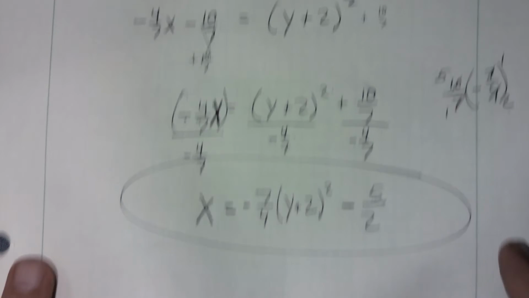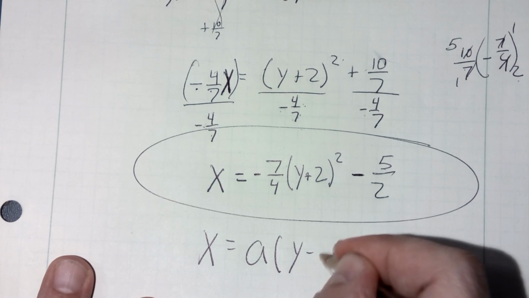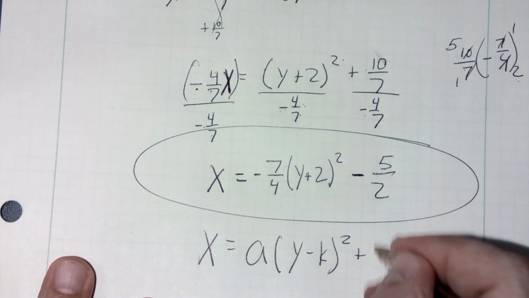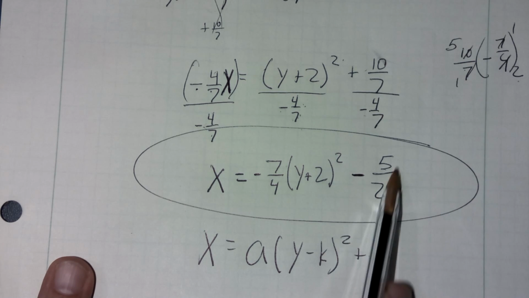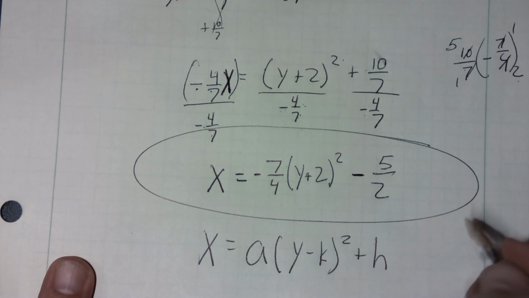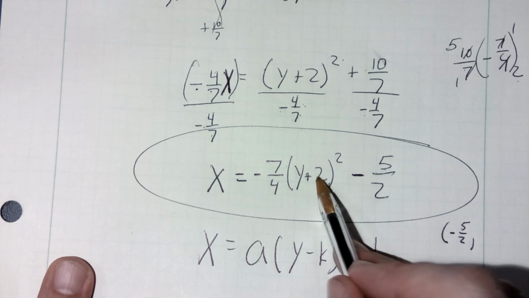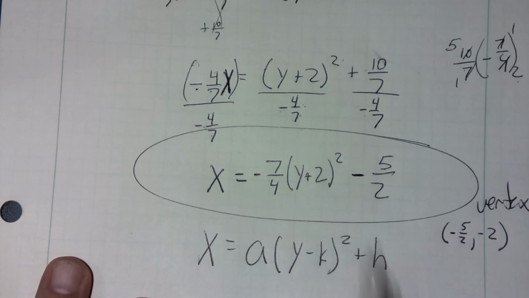And remember, that's vertex form. x equals a, parentheses, y minus k, squared, plus h, right? So I know that my vertex is at negative 5/2, because this is my x value, because it's x equals y squared. So I know my vertex is at negative 5/2, negative 2. That's my vertex. And I know my stretch is negative 7/4, or my a value is negative 7/4.